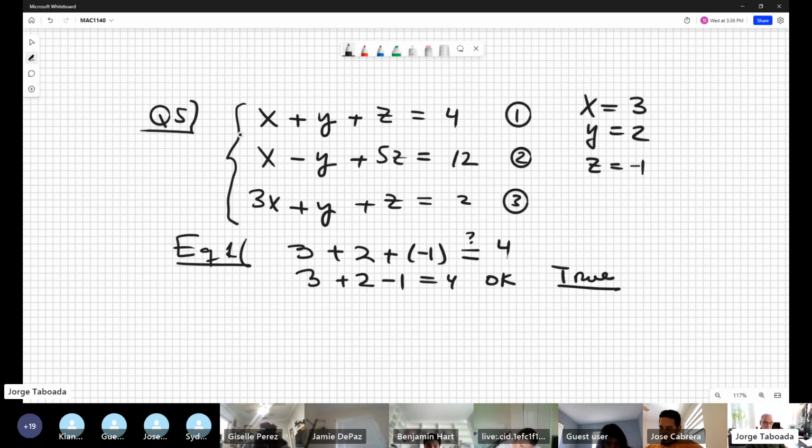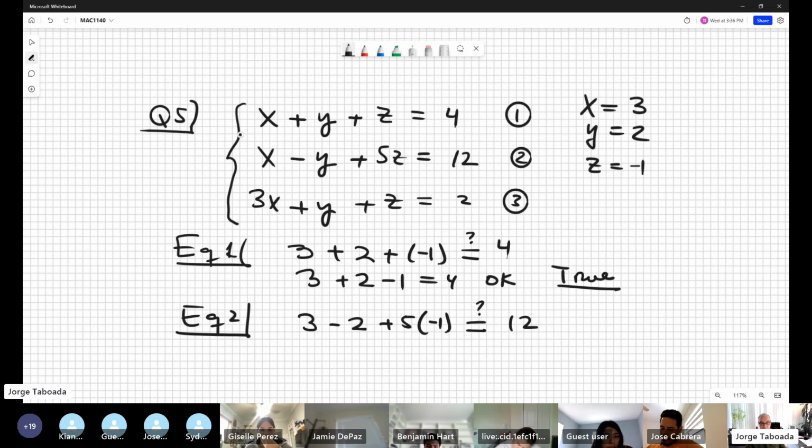Therefore, no problem with the first equation. To be a solution of the system, it must be true in every one: 1, 2, and 3. If at least one fails, there is no solution. So in equation 2, we have 3 minus 2 plus 5 times negative 1, which I claim should be 12. 3 minus 2 minus 5.